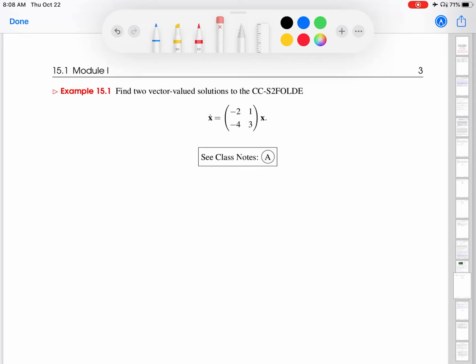Hi, this is Professor Fernandez. We're going to work on Class Notes A in Lesson 15. The objective here is to solve this system of two first-order linear ODEs.